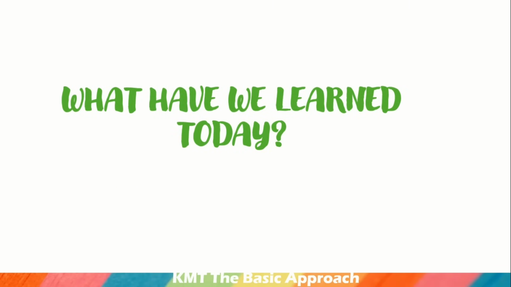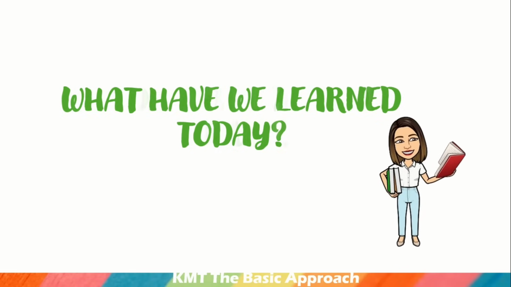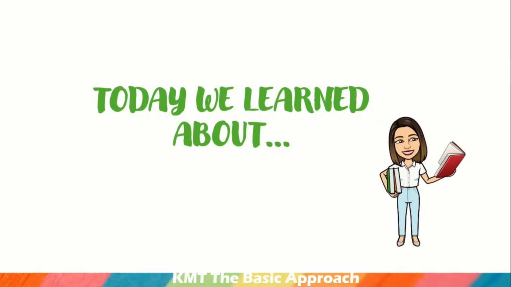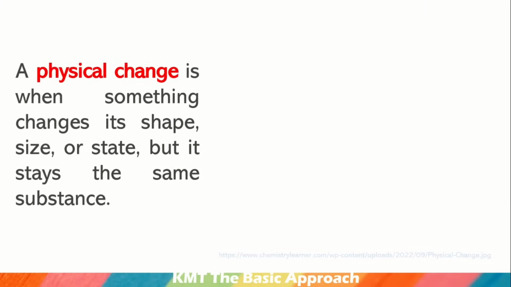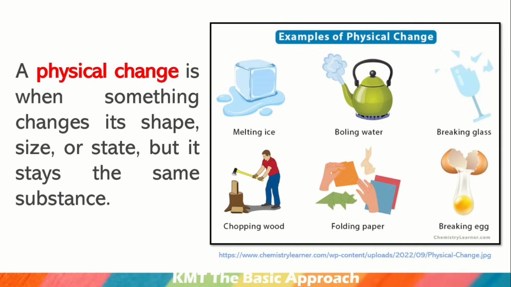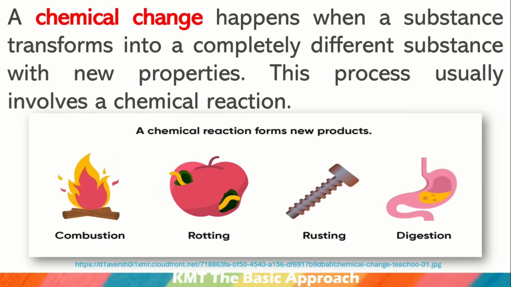What have we learned today? Today, we learn that a physical change is when something changes its shape, size, or state, but it stays the same substance. We also learn that a chemical change happens when a substance transforms into a completely different substance with new properties. This process usually involves a chemical reaction. A chemical reaction forms new products: combustion, rotting, rusting, and digestion.